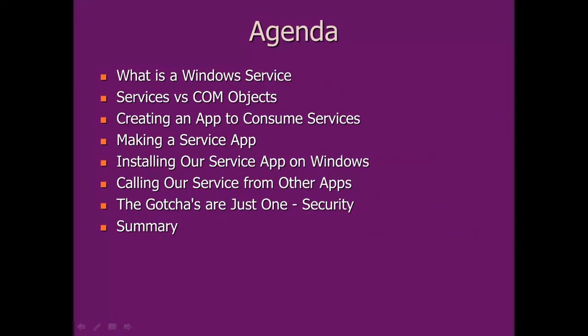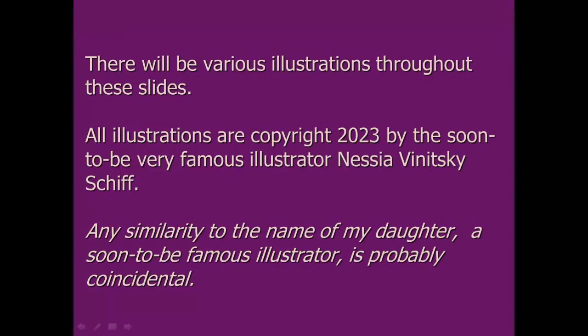We're going to see today what a Windows service is. We're going to compare a service versus a COM object. We're going to create an app that needs to consume services, and then we're going to make a service app for that. We're going to install our service app. We're going to actually run our service app and use it. We're going to talk about a couple of gotchas, and that will take us through our lessons today.